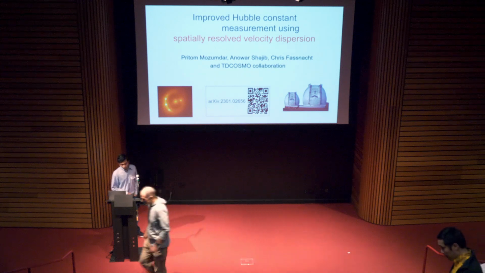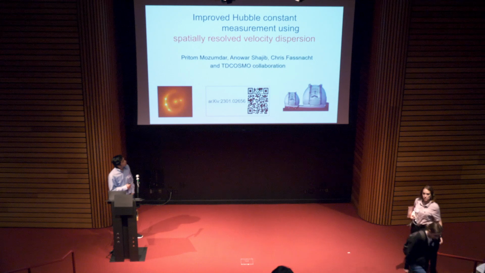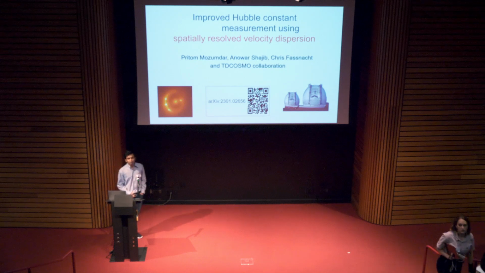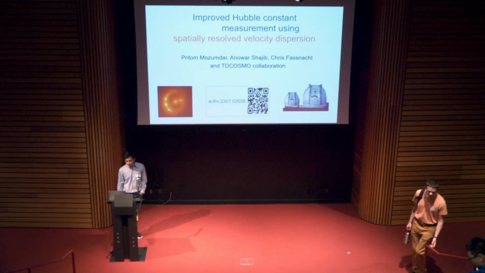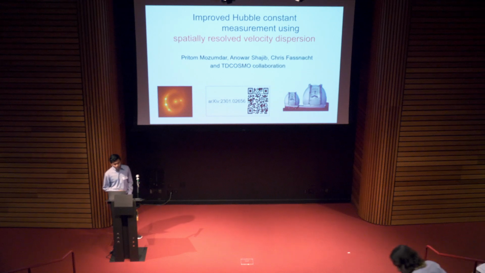This project involves several people, including me, and is led by Anwar Shojib, who is an Einstein Fellow and a postdoc at U Chicago. The title of my talk is Improved Hubble Constant Measurement using a Spatially Resolved Stellar Velocity Dispersion.